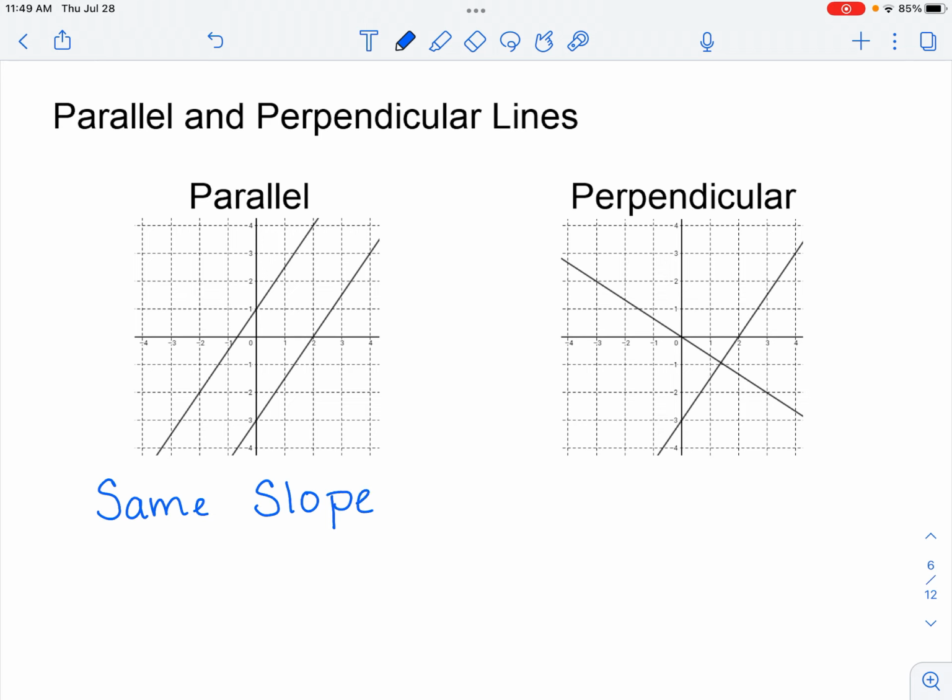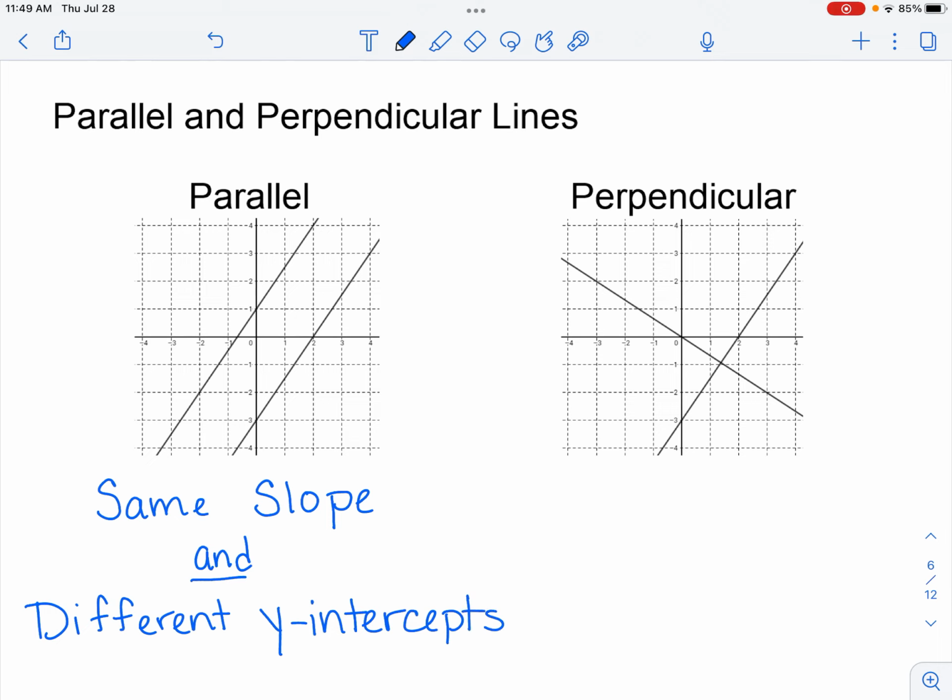But what's different about them? Yes, they have the same slope, but there's something that has to be different about them. They have to have different y-intercepts, okay? And the reason for that is if they had the same slope and the same y-intercept, well, they'd be the same line, and then they wouldn't be parallel because they would intersect at every point. Okay, so if you're going to say that two lines are parallel, you've got to prove to me that they have the same slope, but that they have different y-intercepts. You've got to prove both conditions to say that two things are parallel, okay?